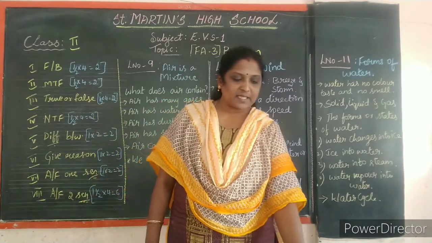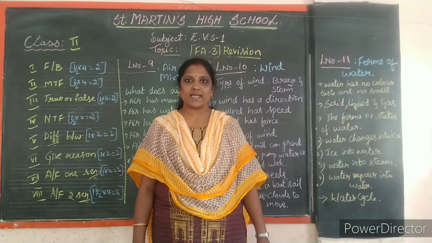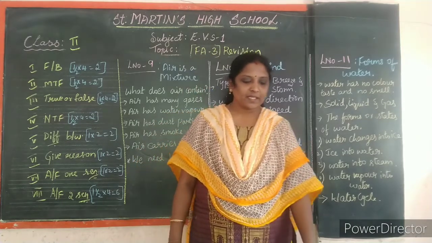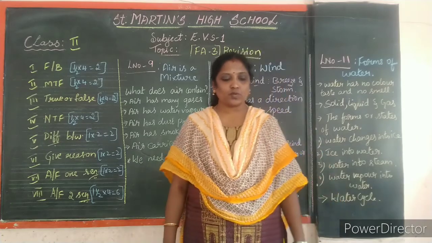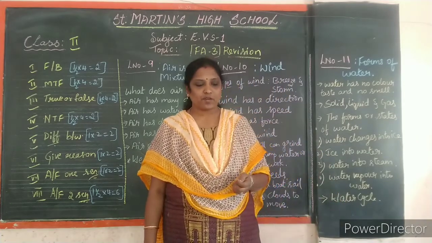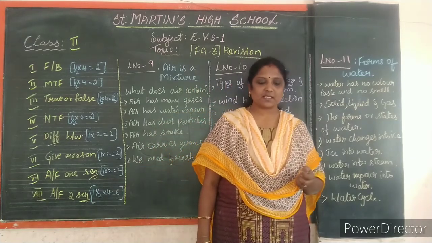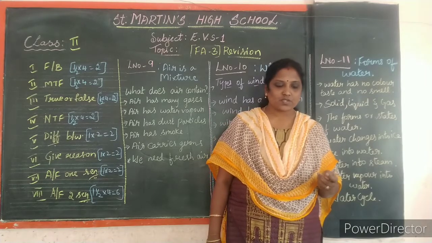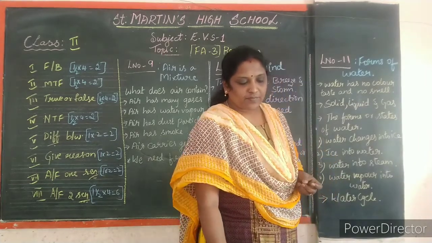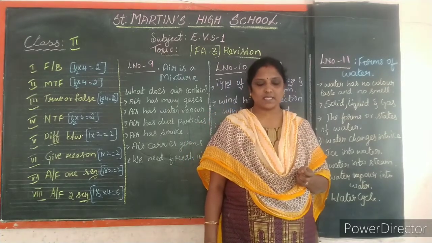Here in this lesson you have fill in the blank: moving air is called dash. That is wind. Breeze and storm are the two main types of wind. A very strong wind that blows very fast is called what? Yes, it is a storm. And the force of a wind can be felt by moving against it.